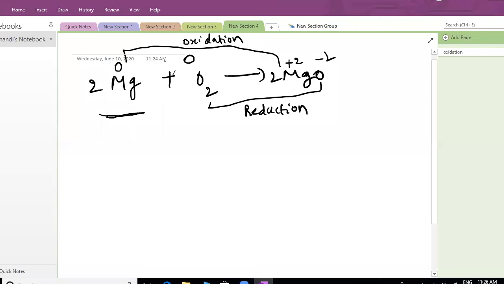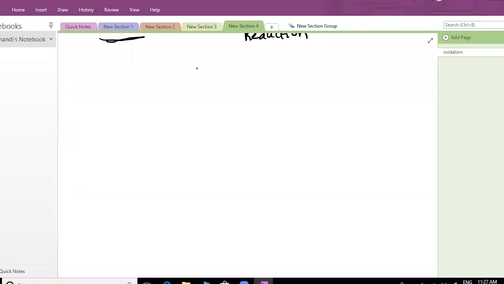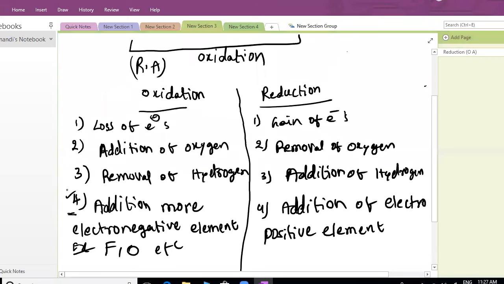So definition 4, sir. Point 4 you can explain. Point 4 I am trying to explain. In the same way, addition of an electronegative element to the opposite one we call oxidation. I'm adding oxygen to magnesium. When I'm adding oxygen to magnesium, magnesium loses electrons. So that we call oxidation. So this fourth point we can explain by this equation.